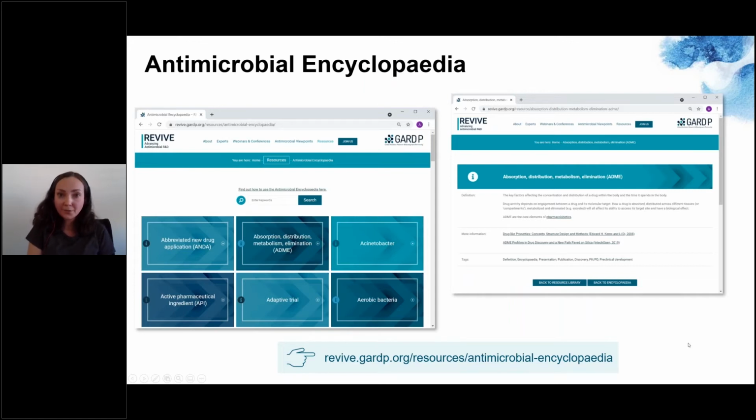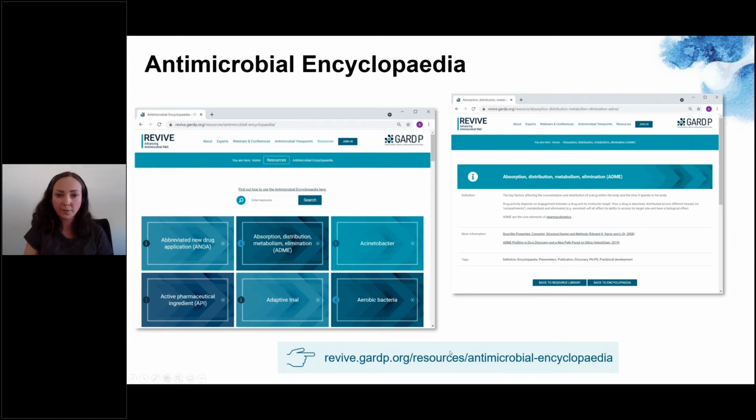A little word about our resources. As I said, the most important and most developed here for the moment is the Antimicrobial Encyclopaedia. This resource offers short definitions for key terms in the field. Currently, there are 140 terms on the website, but this is a growing resource and we will be adding more terms over time. And we are also very interested to hear from you which terms are missing.